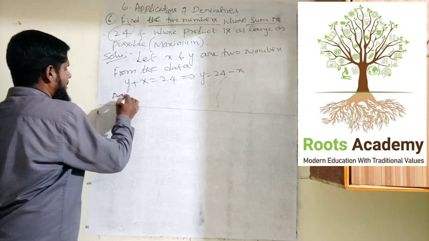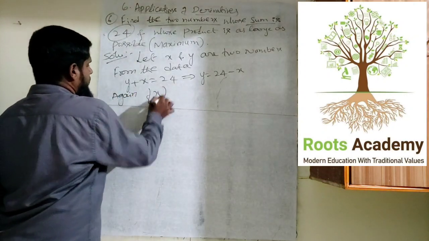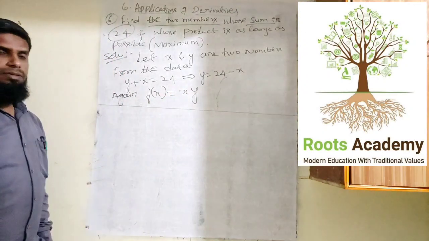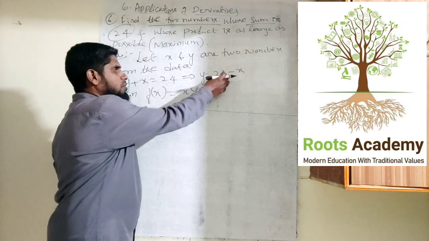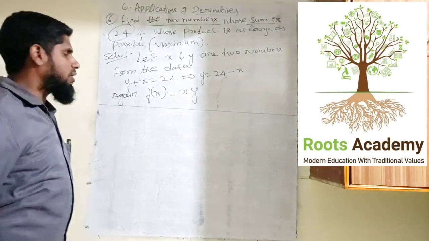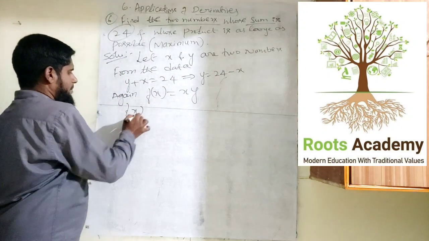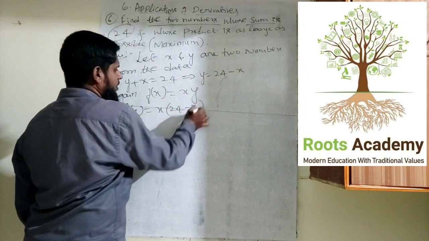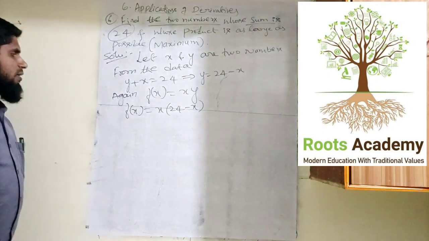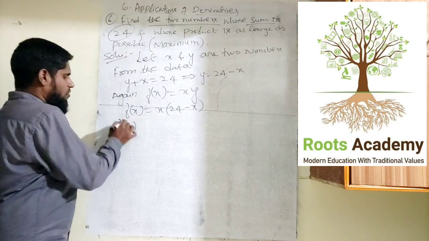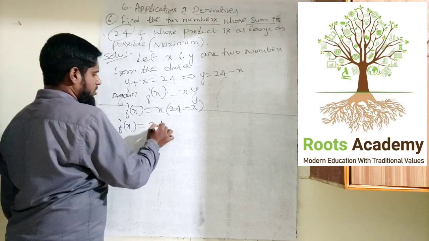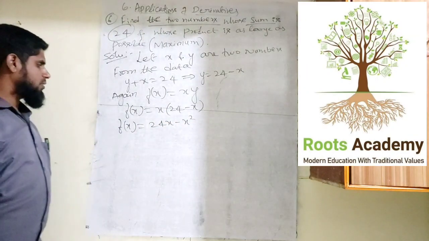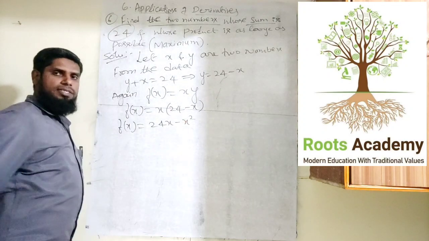My f of x will be x into y. And I know the value of y. What is the value of y? f of x is equal to x into y, where y is 24 minus x. It means my f of x is a quadratic, that is 24x minus x square. So let us find the critical points here.